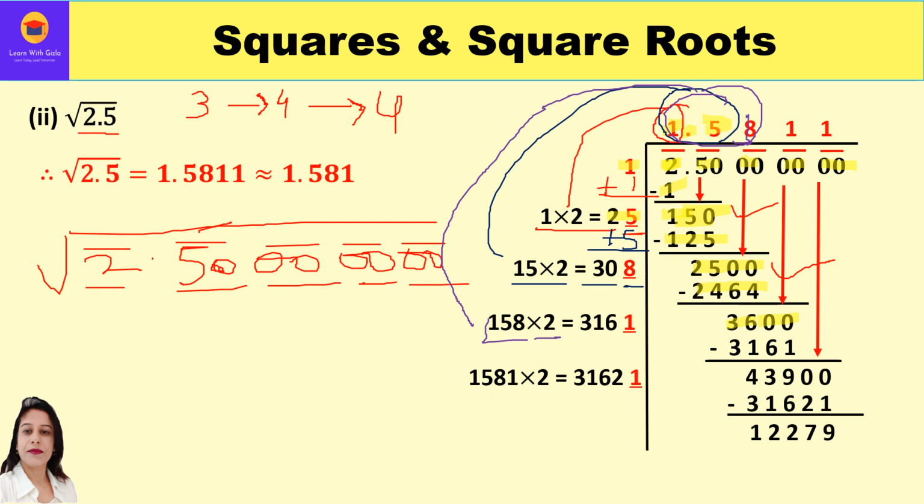158 into 2 is 316, right? Or I could have simply added 8 over here. That way also I will get 316. Now a blank is there. We have to fill this blank. Think of a number what will come in this blank.